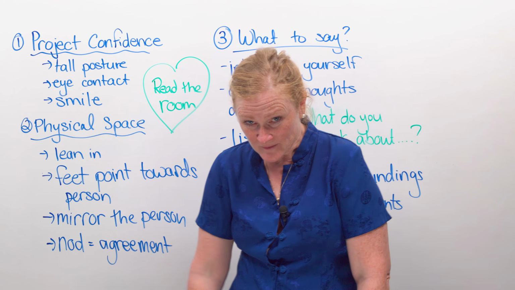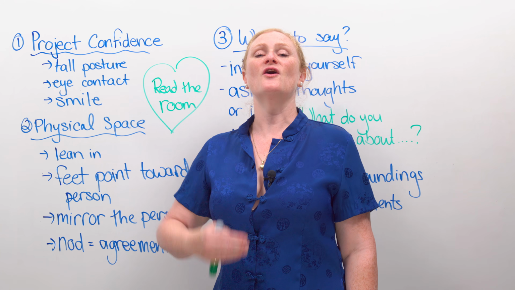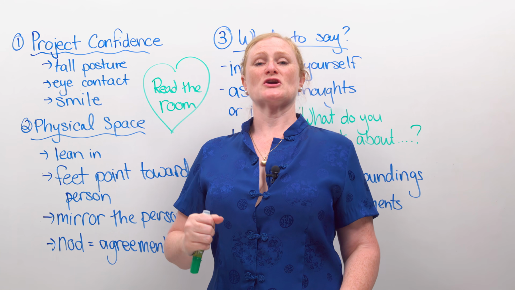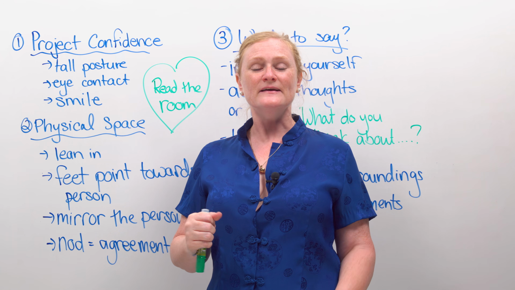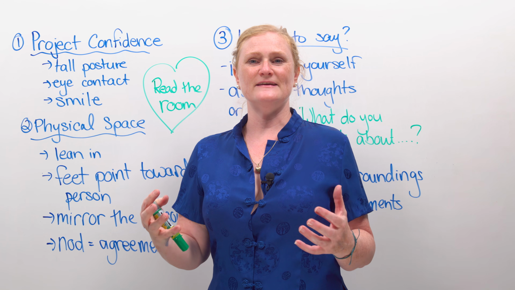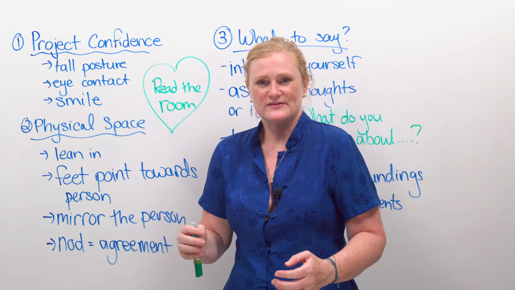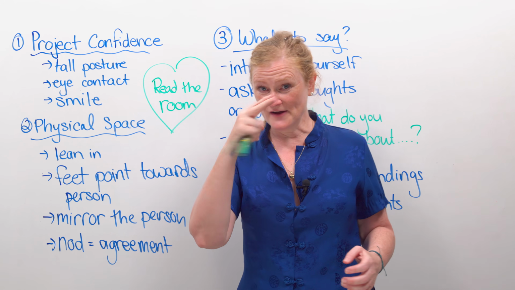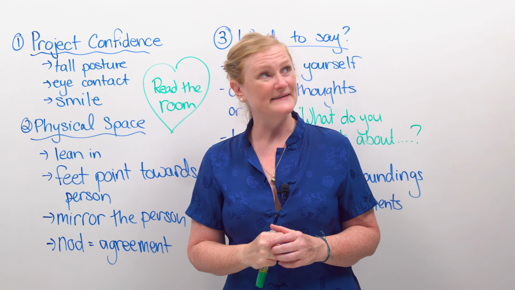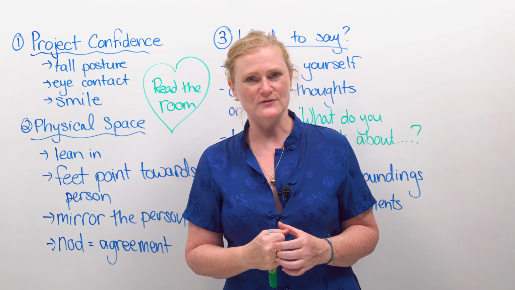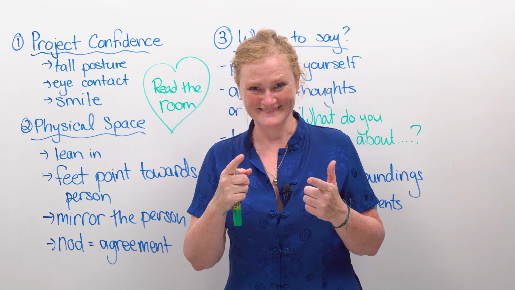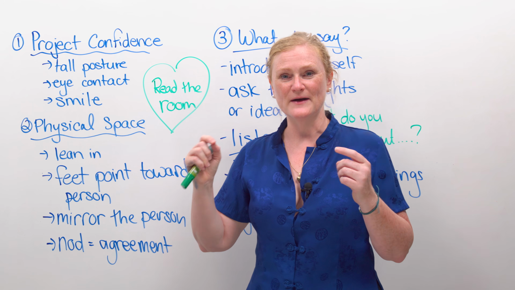How do you do this? If you walk in like, hey, I'm Ronnie, you've got tall posture. So shoulders back, chest out. Let's go. You have to fake it till you make it. Make sure you're not slouching. Make eye contact with the people. I've told you this before. Look in their eyes. And number one, smile.